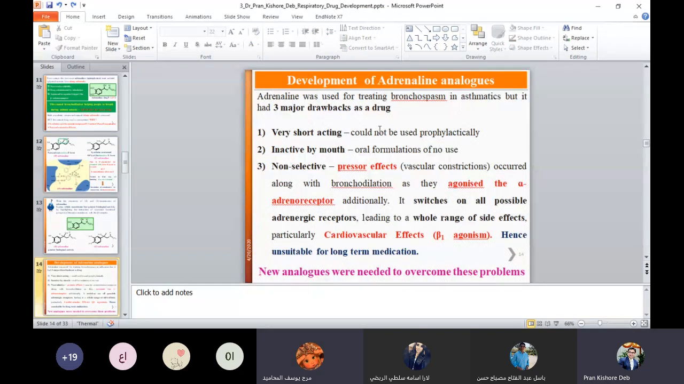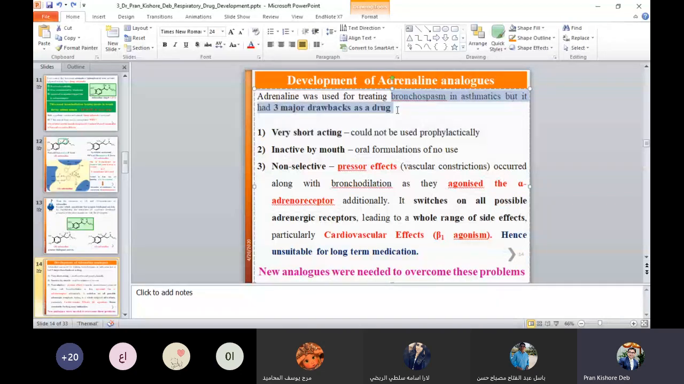Slide stuck. Okay. Now see, the adrenaline analogs were developed due to three major drawbacks. Adrenaline was used for treating bronchospasm in asthmatics, but it was associated with three major drawbacks. What are the drawbacks? First of all, it has a very short duration of action. It is short acting and could not be given prophylactically.